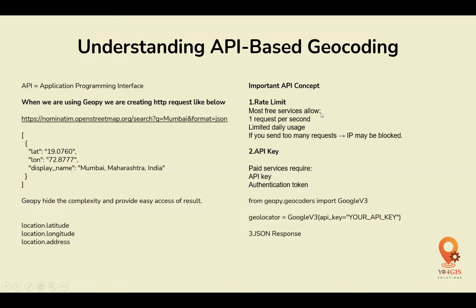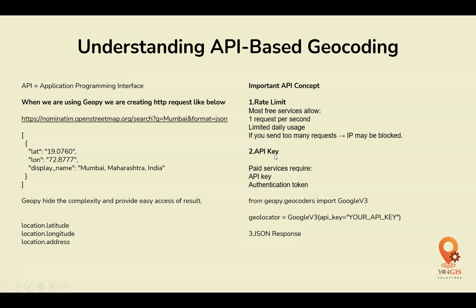Most free services allow one request per second, and they have some daily limit of use. So this also we need to take care of. If we are going to use any API, we have to check whether there is any rate limit, or we can hit n number of requests in a second. So rate limit is important, and the second thing is the API key.